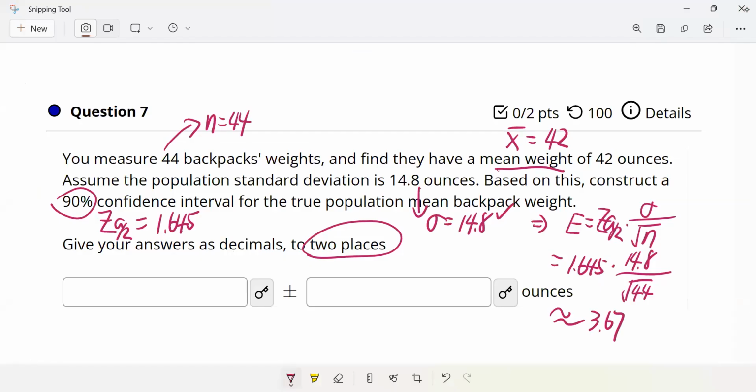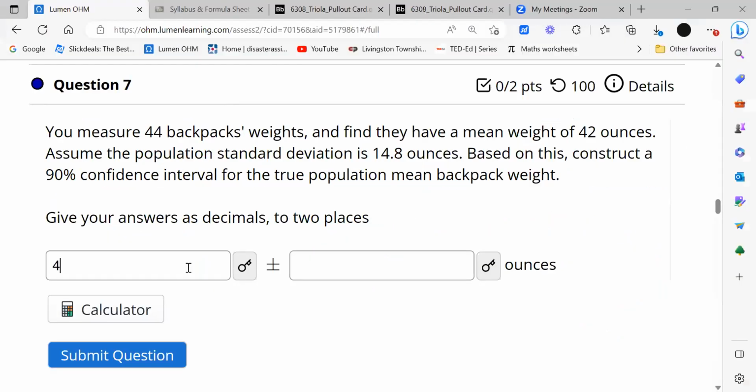And then here you just need to put sample mean plus minus margin error. Sample mean goes in the first box, which is 42 ounces, plus minus 3.67. So this is actually slightly easier compared to the previous one. Any question about this? 42 and 3.67. Professor, I have a question. Definitely.